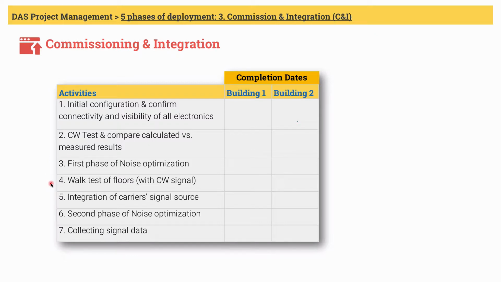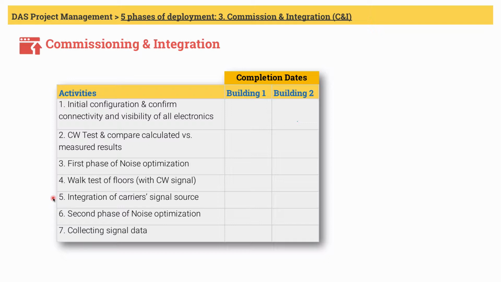Walk test of floors with CW signal. This step is optional and not so common, but I'll go ahead and quickly explain it. It is possible to create a heat map of CW signal on the floor plan with the help of an RF scanner and proper software. This data collection can enable the engineers to verify the performance of the DAS with CW signal. Engineers can then determine if the DAS is performing as predicted during design phase.